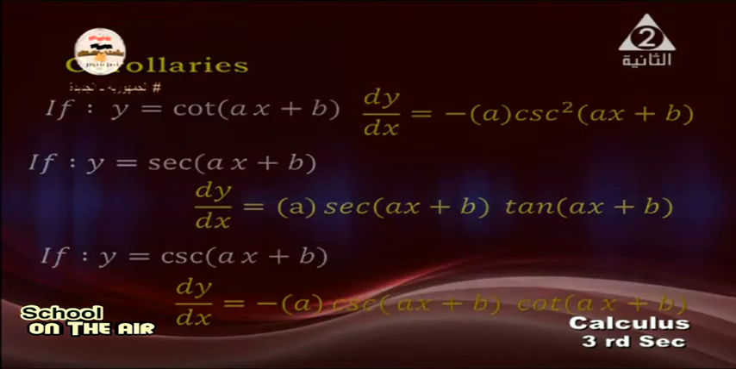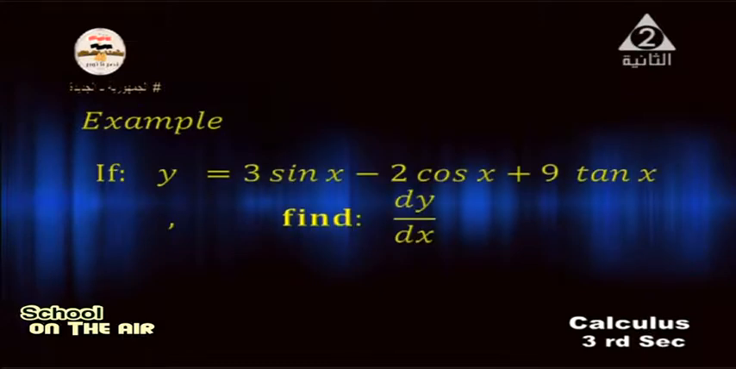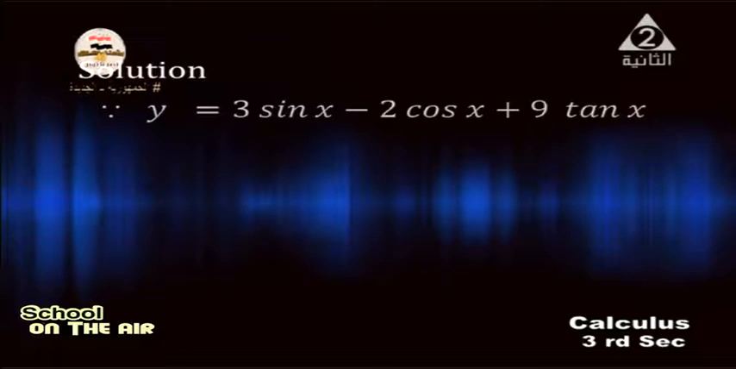Let's start with the first example. If y equals 3 sine x minus 2 cosine x plus 9 tan x, find dy/dx. We have trigonometric functions. y equals 3 sine x minus 2 cosine x plus 9 tan x.